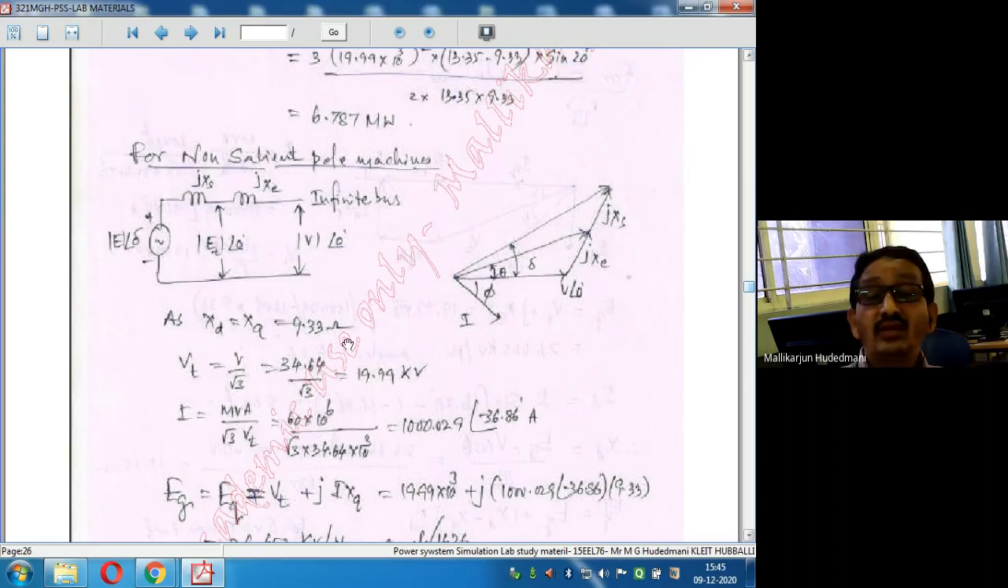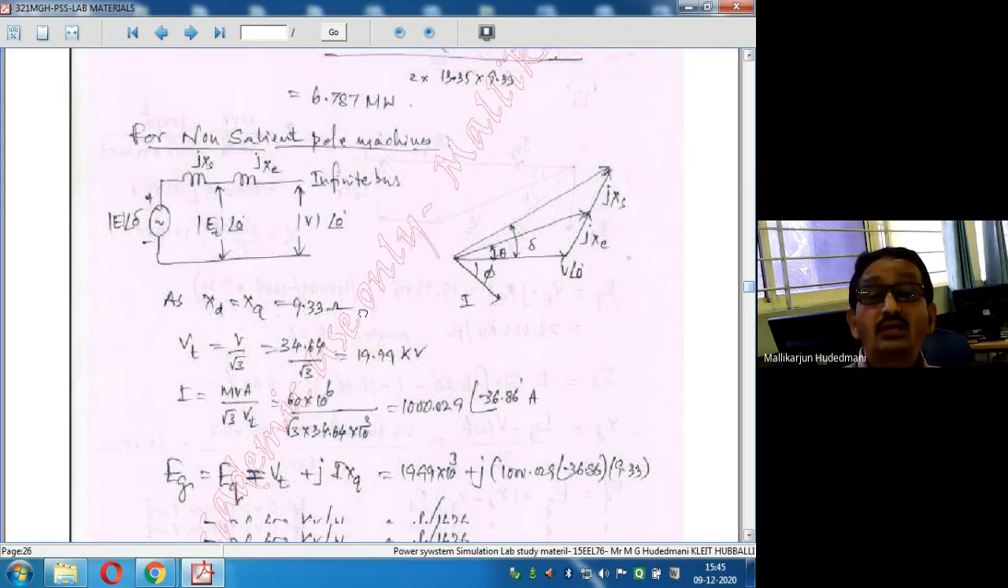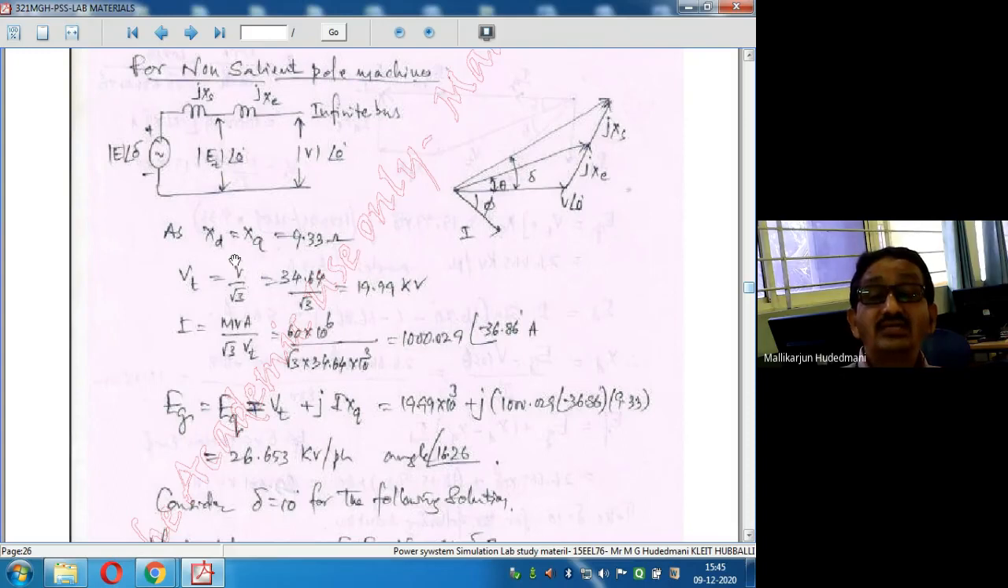To understand that, I have to solve the problem conventionally. As XD equals XQ, 9.33, voltage per phase equals V divided by root 3. Same work I did there. 34.64 divided by root 3 works out to 19.9, nothing but 20 kV nearly. Then the current at the load side, which is MVA divided by root 3 V, same thing I did, 1000.029 lagging by an angle 36.86.